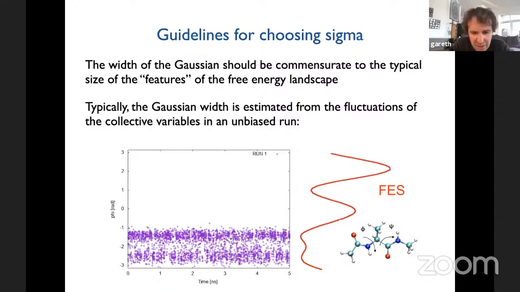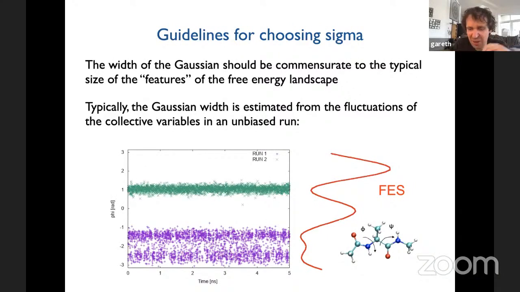So based on what you're seeing in that simulation, you would take all that data, calculate the variance from that data, and square root it. That gives you the standard deviation of that band of data, and then you use that as the value of sigma. Okay, so that's relatively straightforward. Ideally you try and do it in the narrowest feature in the free energy surface, but it doesn't matter too much.